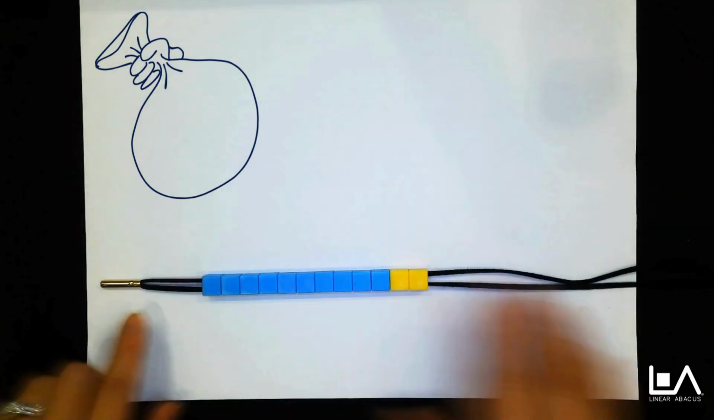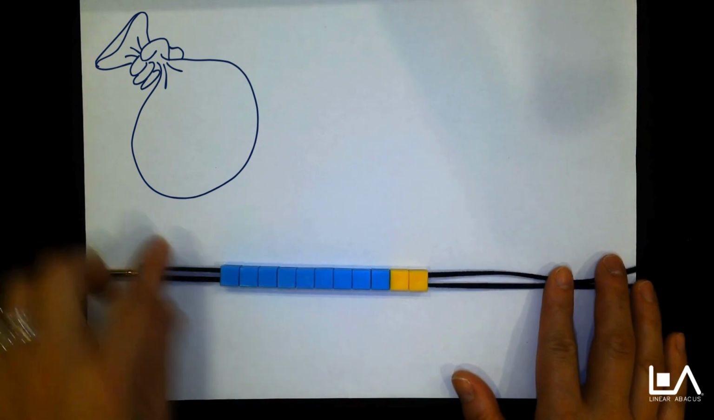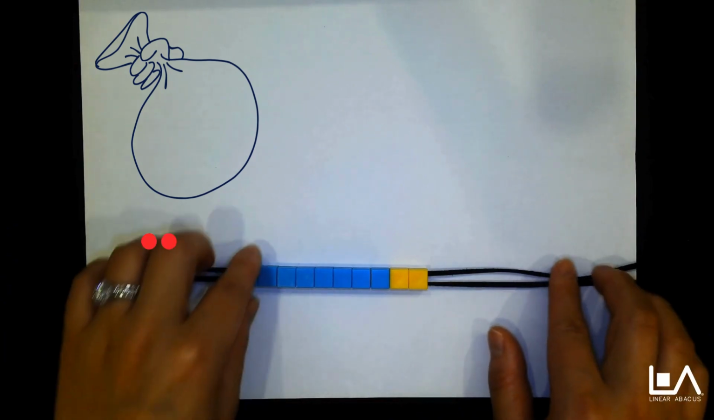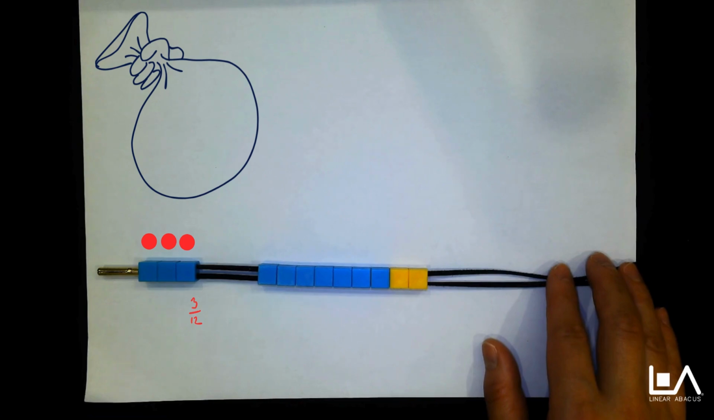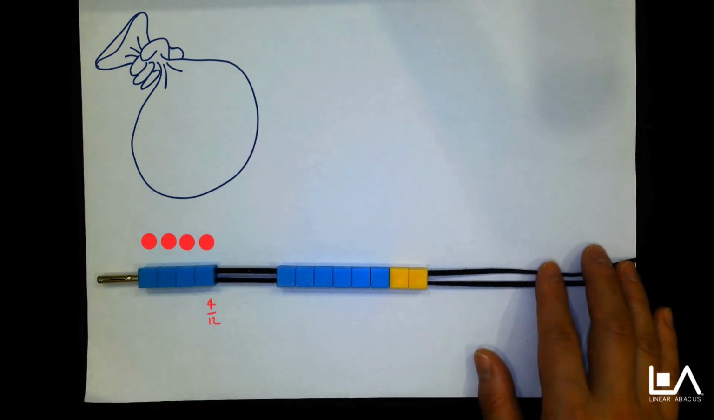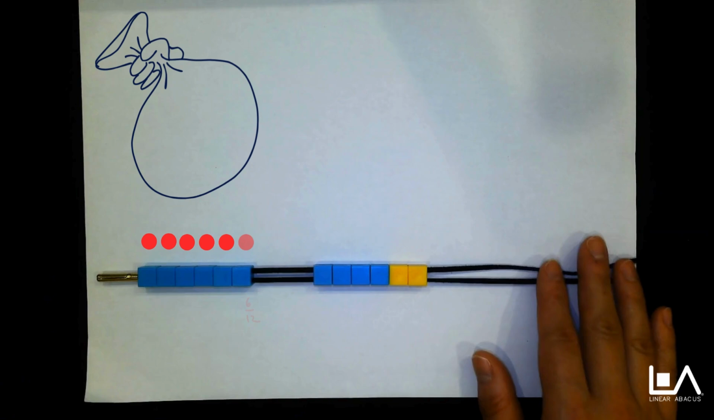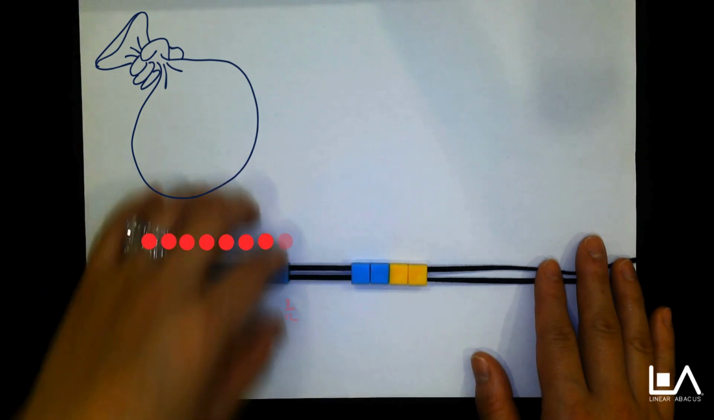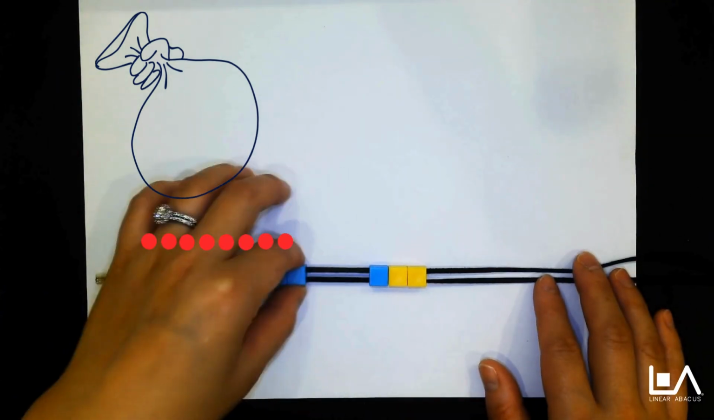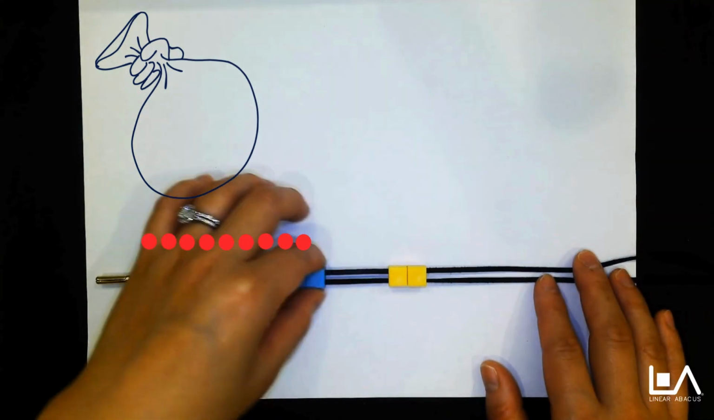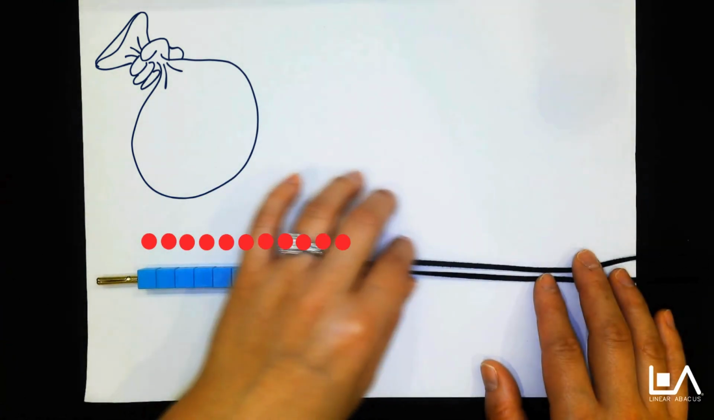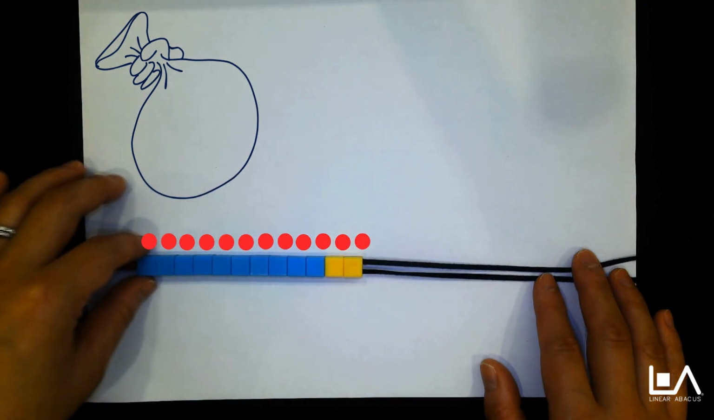We'll start by locating the 0, and we'll move the first marble and call this 1/12. Then the second marble would be called 2/12. The third marble would be called 3/12. The fourth marble would be called 4/12. The fifth marble would be called 5/12. The sixth marble would be called 6/12. The seventh marble would be called 7/12. The eighth marble would be called 8/12. The ninth marble would be called 9/12. The 10th marble would be called 10/12. The 11th marble would be called 11/12, and finally the 12th marble would be called 12/12 or 1.